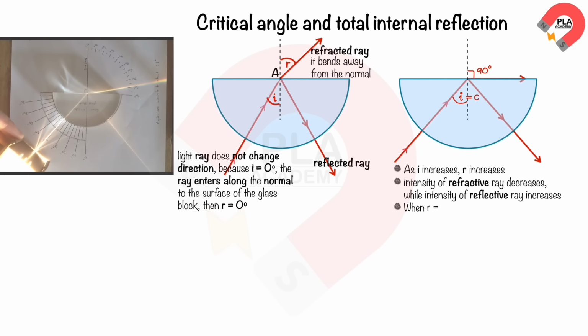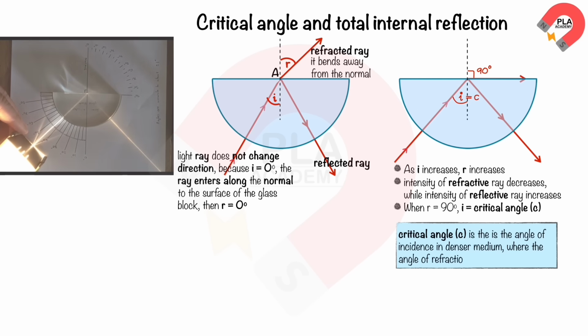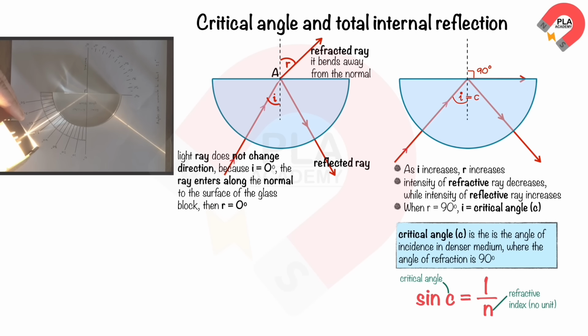When R equals 90 degrees, the angle of incidence is equal to the critical angle, C. Therefore, the critical angle is the angle of incidence in the denser medium, where the angle of refraction is 90 degrees. We can calculate the critical angle using the equation sin C equals 1 over n.